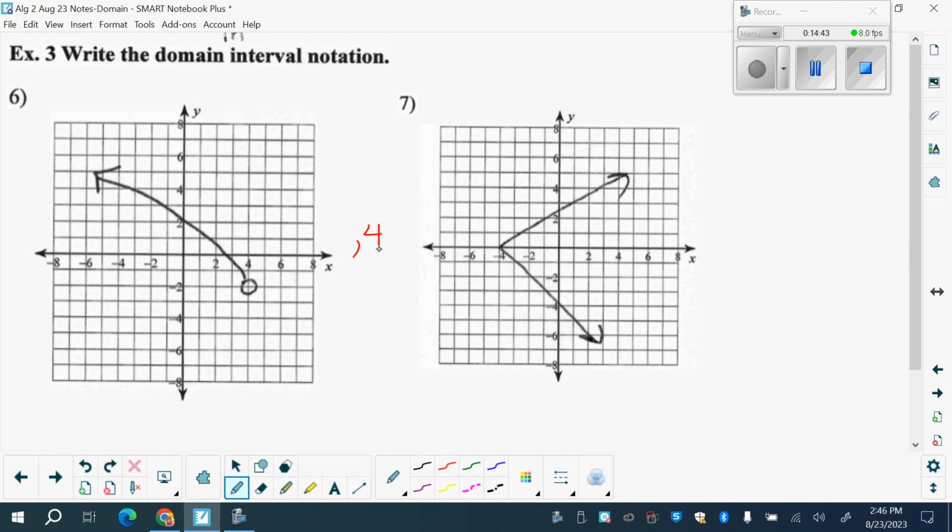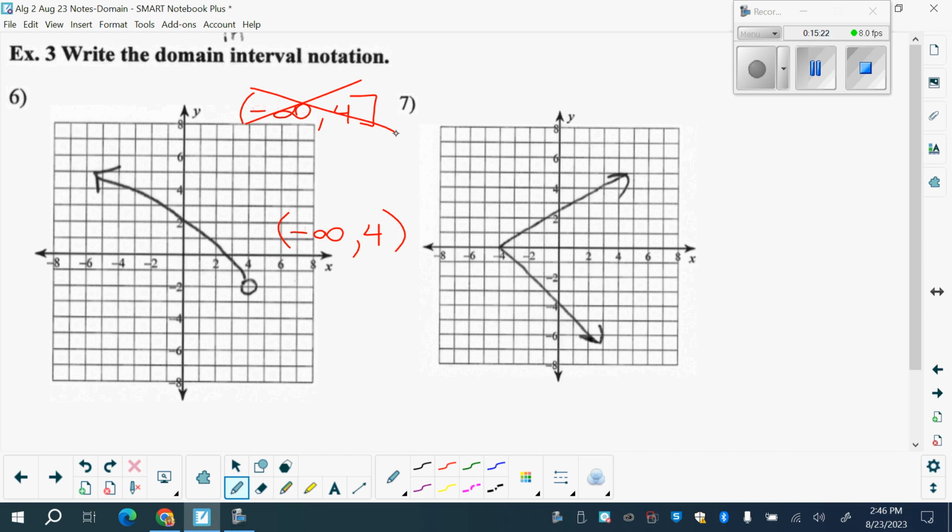And then what does this arrow mean over here? Negative infinity. So we're going to put a negative infinity here. So negative infinity is not a number. It's just an idea. So we're going to put a parentheses. If it includes the number, we put a bracket. Is the 4 included here on this? No. So we put a parentheses. If it were included, we would put a bracket. This is what it would look like if it were included, if there was a closed circle there. It's not, so we don't write it like that.